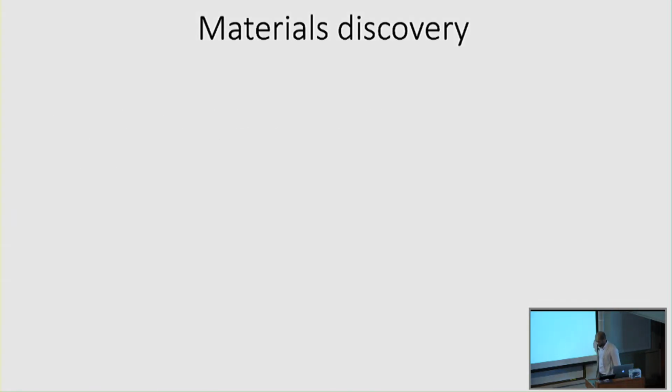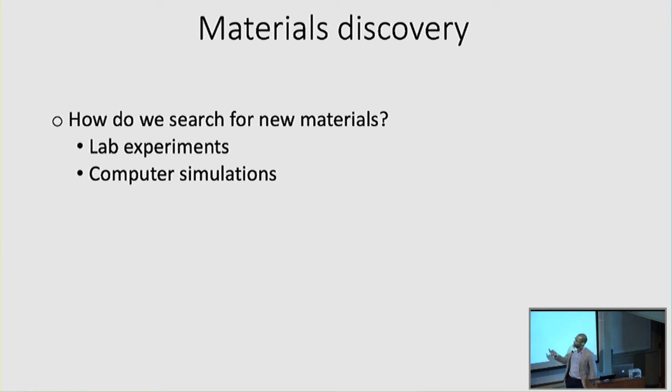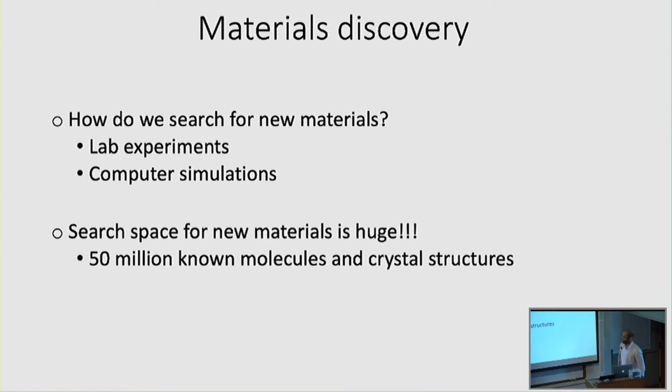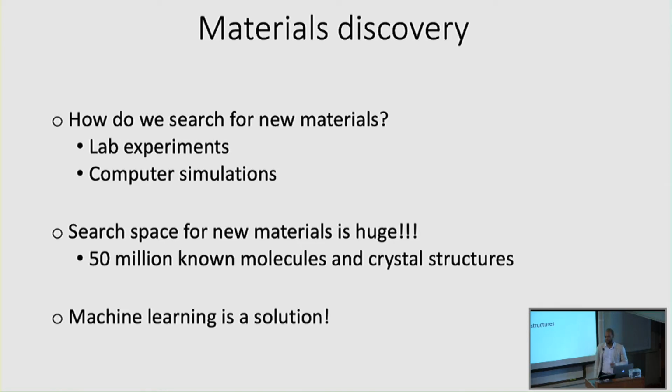So I'll talk about materials discovery, and I'll ask, why do we need to search for new materials if we already have things like experiments and computer simulations that do a pretty good job? Well, I'll argue that the space of materials is huge. There are over 50 million known molecules and crystal structures, and this is not counting the ones we don't know about. And I propose machine learning as a path towards materials discovery.